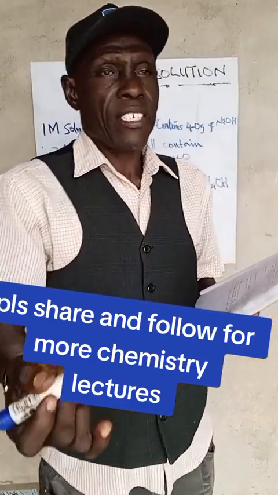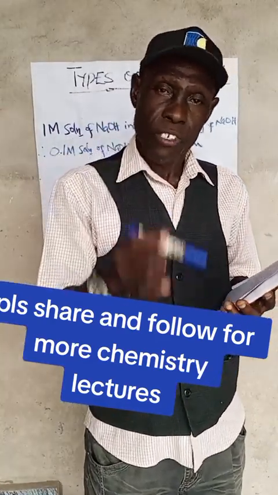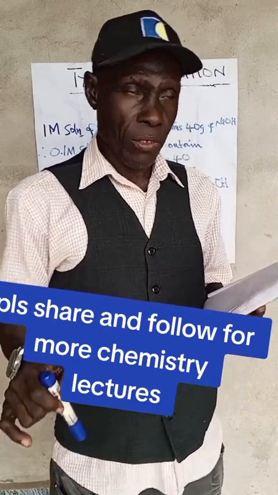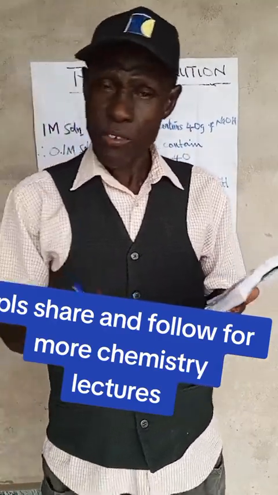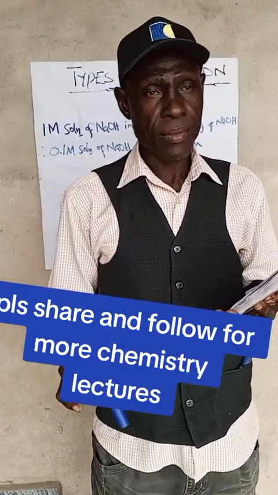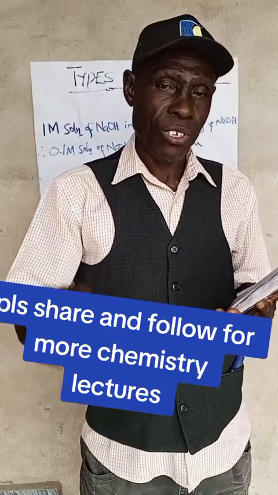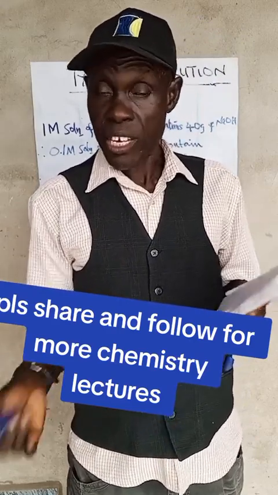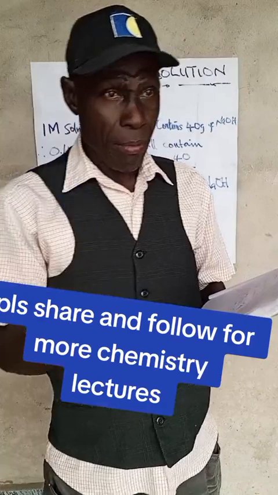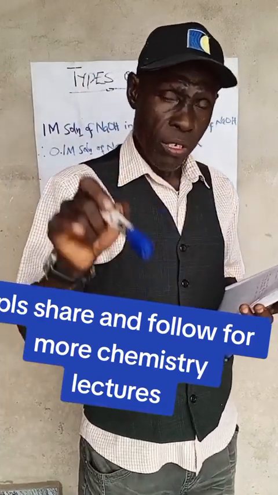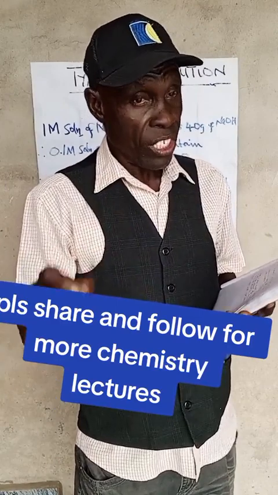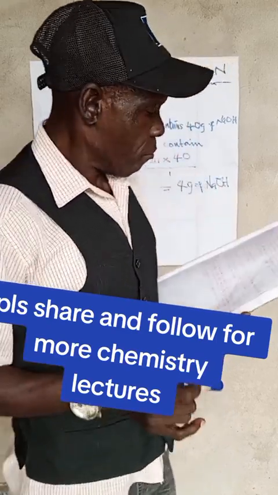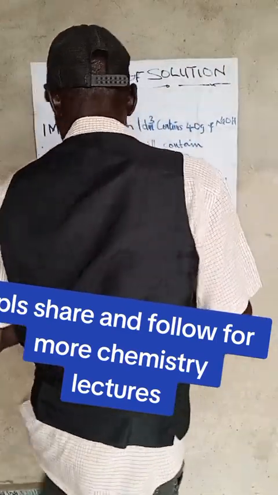Now, you calculate to know the grams of the sodium hydroxide that will dissolve in that one dm cube to give you a 0.1 molar solution. And if you cannot calculate to get the grams required, it means what you have prepared is not a molar solution. Now, remember that you are asked to prepare 0.1 molar solution, not 1 molar solution. 0.1 is 1/10 of 1. So, now look at this here.